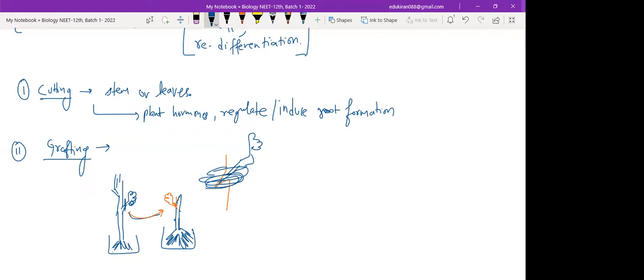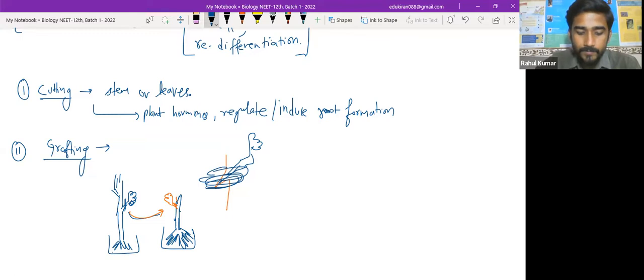Now, I have a question, and this question is for Muhammad, let's say. When we have the option of cutting, what do you think is the advantage in grafting? Why are we going for grafting? What does grafting have that cutting does not? Muhammad, to understand the concepts, any idea? Muhammad?